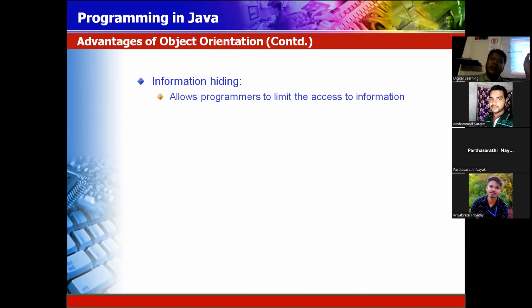So information hiding in a program is a very crucial task and a very important part. It allows the programmer to limit access to the information. Information hiding is implemented in two ways: by abstraction and encapsulation.